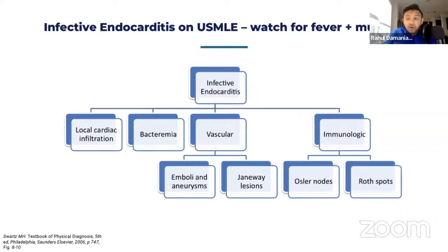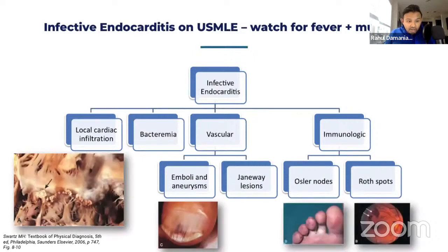So let's go through these gross pathology images here. Here you have the valve that is going to have this vegetative bacterial infiltrates. You're going to have these emboli or aneurysms that can be known as those splinter hemorrhages, excuse me. You're going to have the painful Osler nodes at the tips of your fingers and your toes, and then the immunologic deposits of Roth spots. And remember, on your USMLE, watch for fever and a murmur.